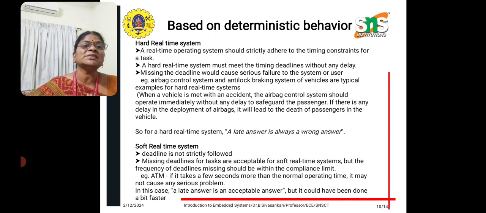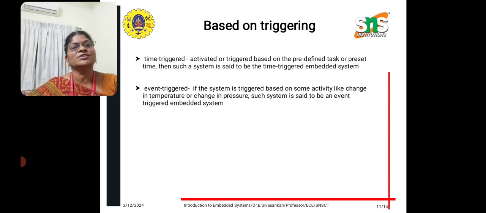Missing deadlines for tasks is acceptable. A late answer is an acceptable answer. Like our ATM machine and our mobile phone: if there is any network problem, we can't connect immediately, but later we can connect. There won't be any problem. Anyway, we are going to connect, right? And with the same ATM machine, if there is any error, we couldn't fetch the money, and again, if we try, we may get it, right? So these are the two classifications.